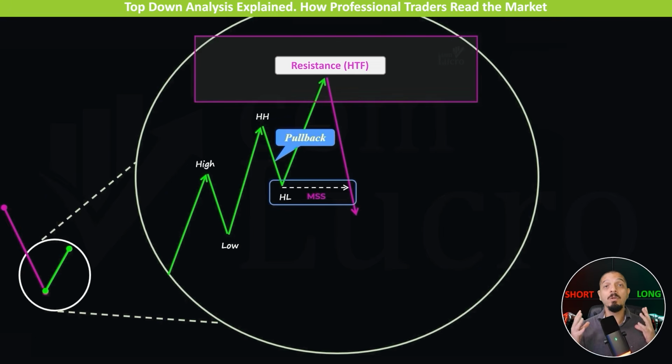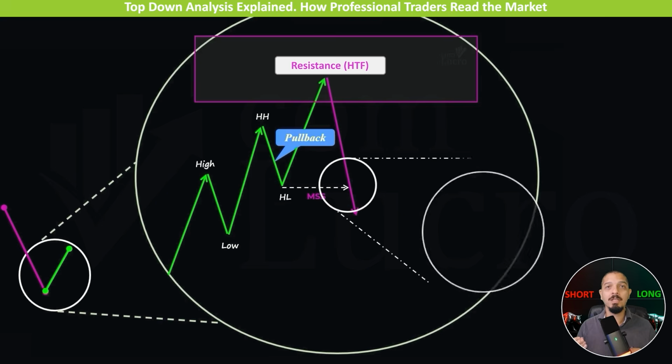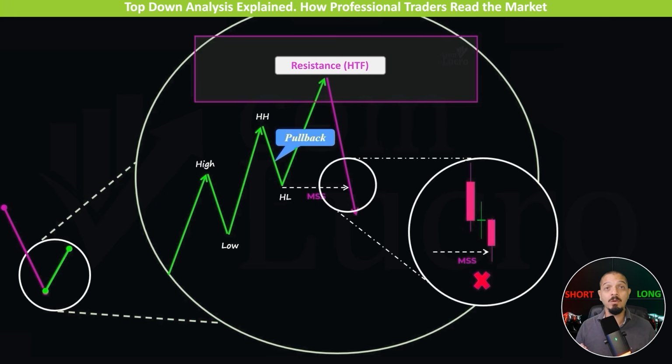And it is crucial to understand that for the structure shift to be valid, price must clearly break and close below the swing low of the most recent pullback. A wick that only touches or penetrates the level is not enough. We need a full close beneath it to confirm the shift.